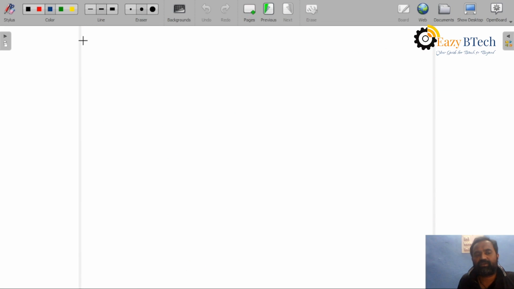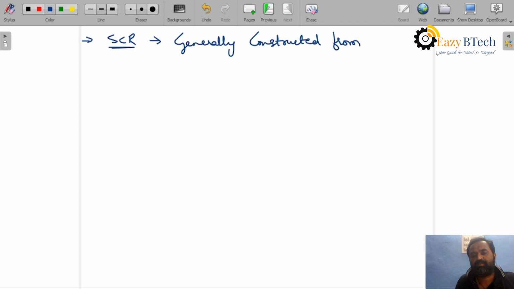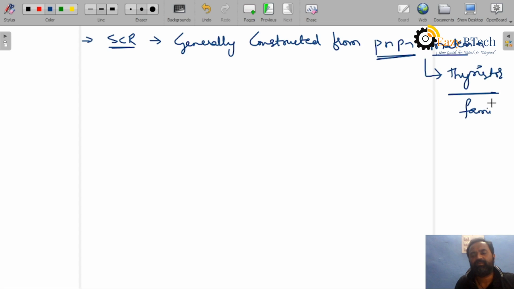Okay, students, now you can see these SCRs. An SCR is generally constructed from PN materials, which belong to the thyristor family.